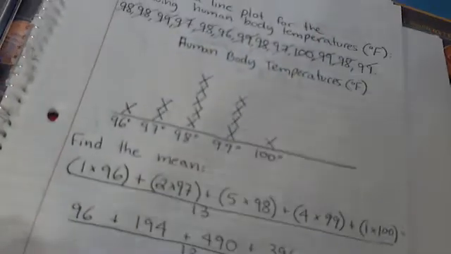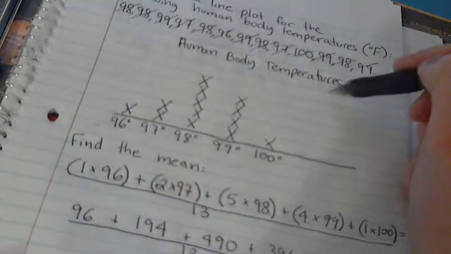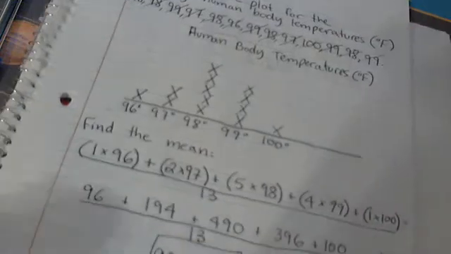Now, if you feel uncomfortable doing this, you can just add all of these numbers up, 98 plus 98 plus 99 plus 97, etc., and then divide it by 13. Next I'm going to find the median.